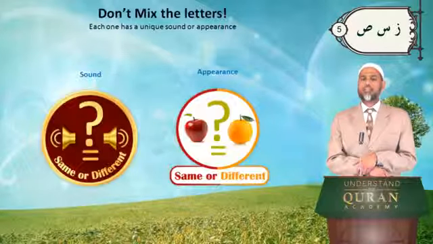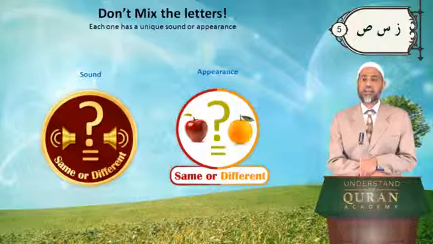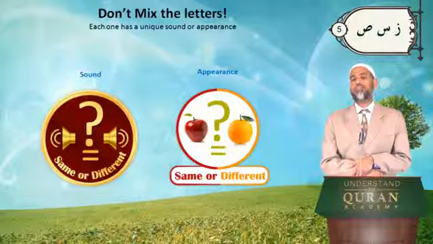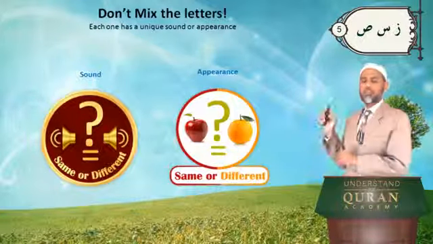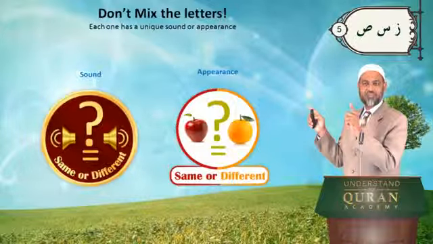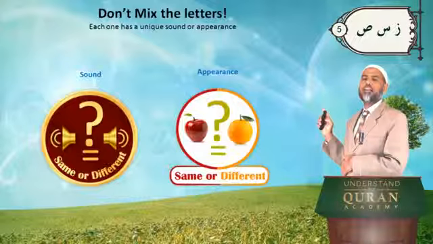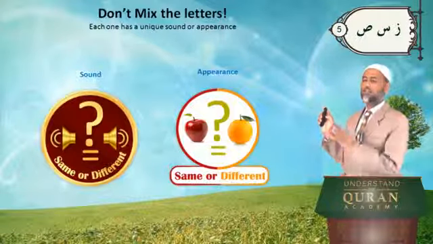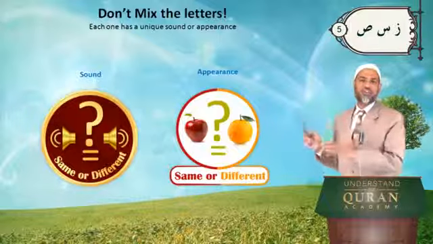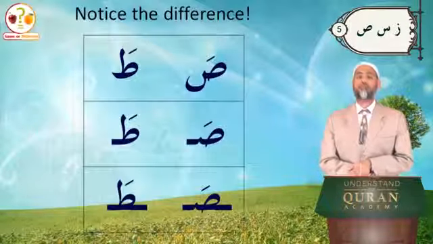Don't mix the letters. Each letter has a unique sound, unique articulation, unique makhraj and or appearance. So the sound logo is just to tell you that they have different sounds even though they may look the same. And then the next one is that the shapes are different. Apples and oranges, are they the same or different? You've got to distinguish between the two.